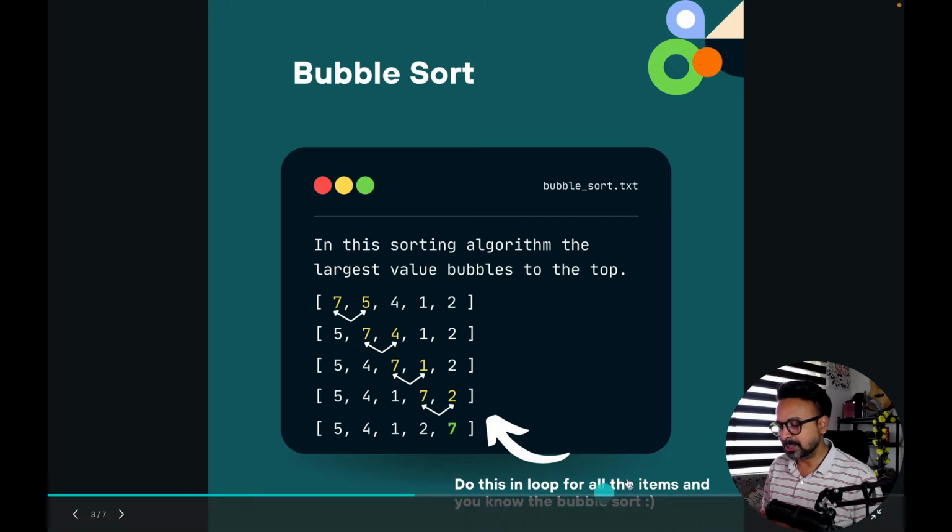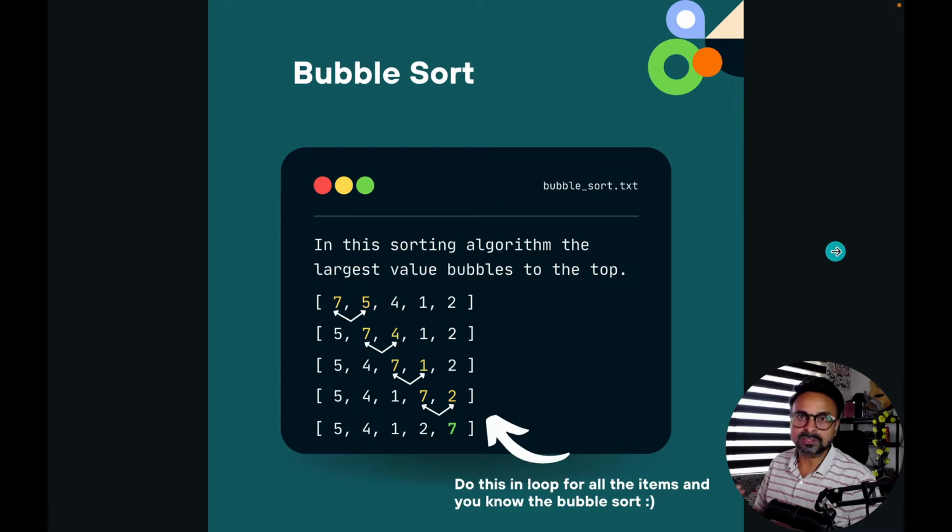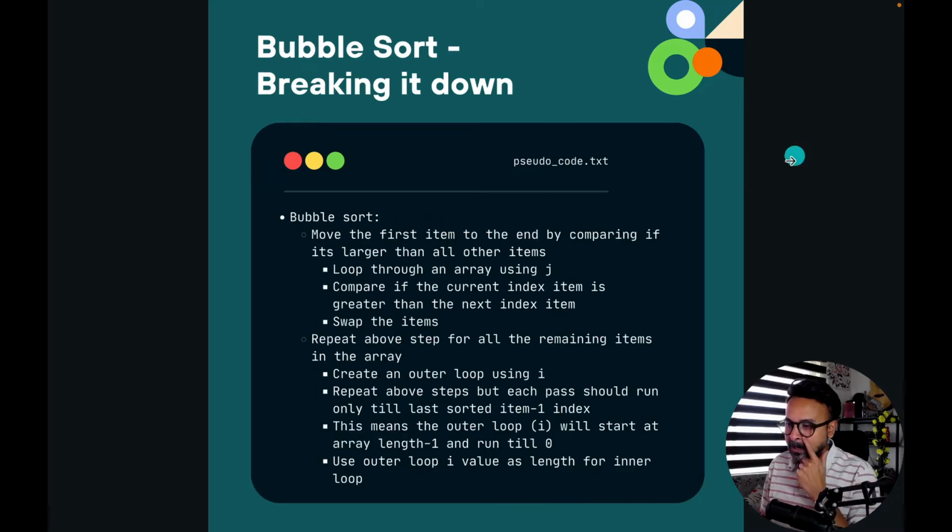So do this in a loop for all the items, and that's bubble sort. That's what I meant here, but it won't be that easy, actually. So let's move on. Bubble sort, breaking it down. I have written pseudo code. Now I have found this really different pseudo code.